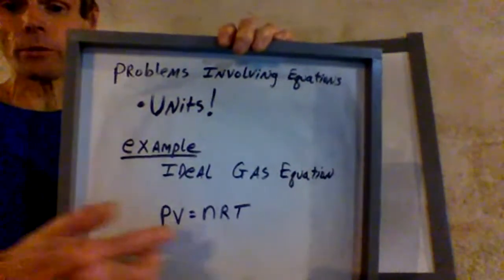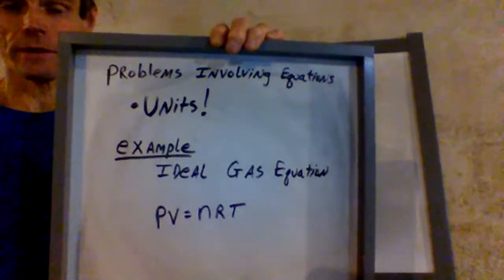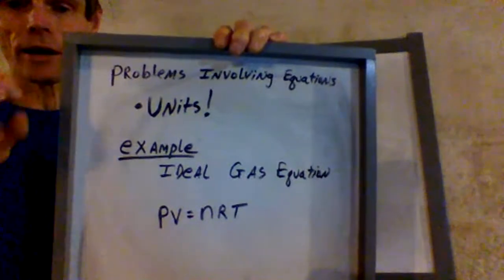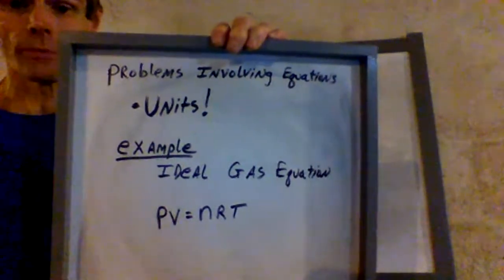Now, what's important about this problem, as I said, is that the units really do depend upon what this value of R is. So let's go through this example and understand how we have to look at our units when we're solving problems involving equations.